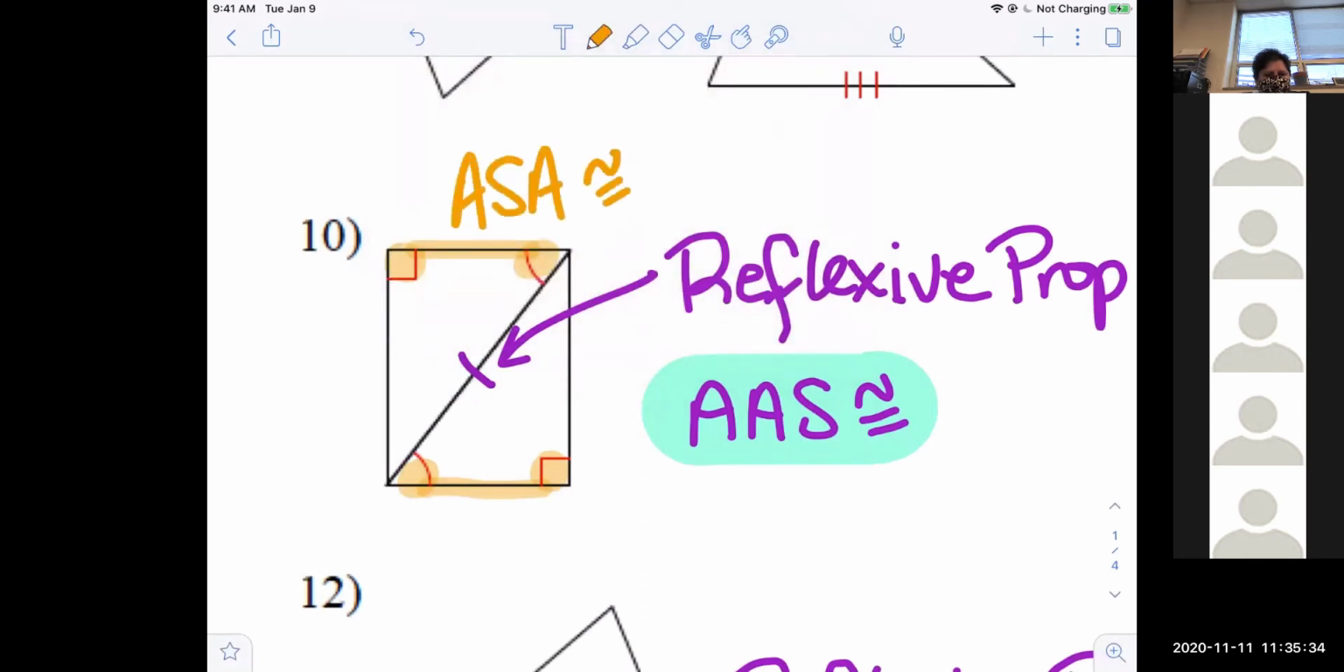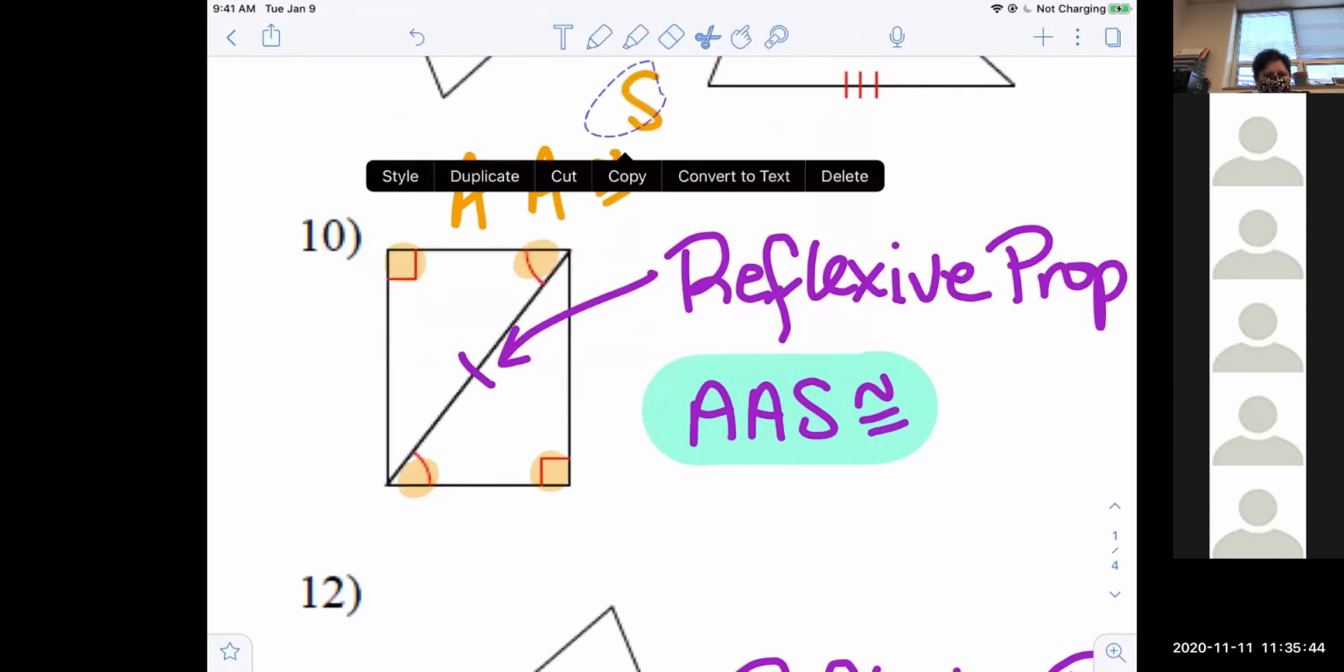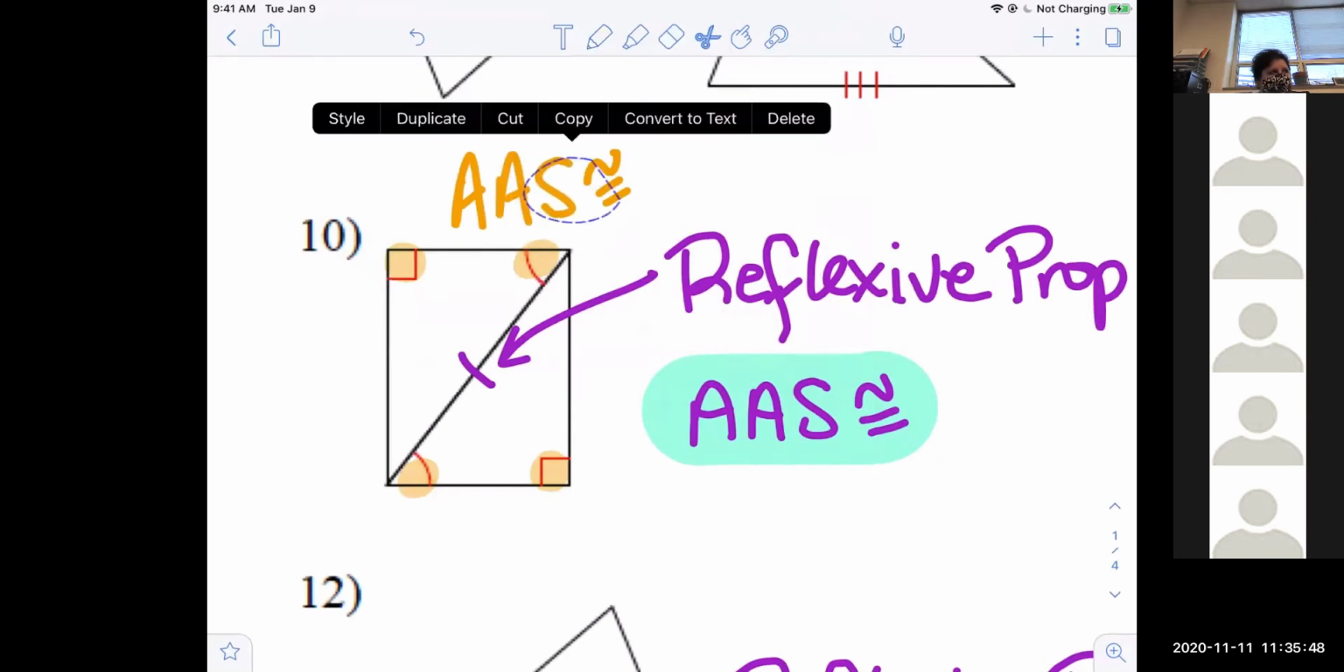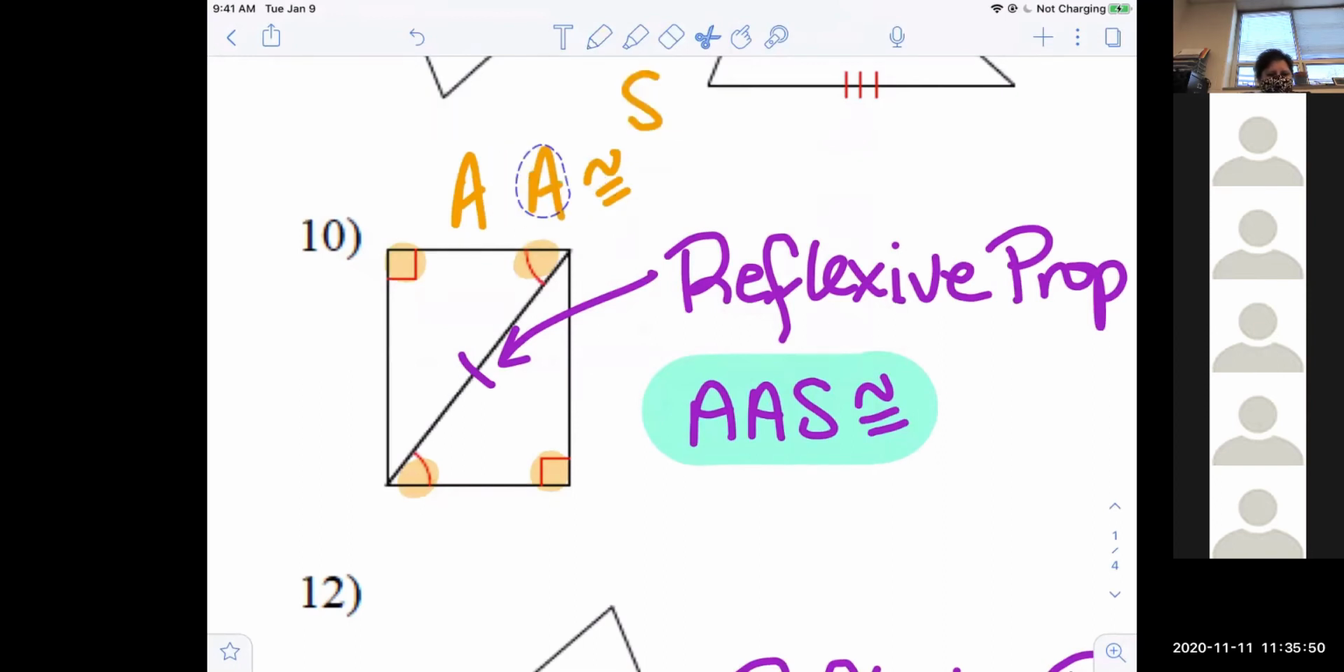But because our side is not between them, our side is outside, it'll be angle, angle, side. If you write side, angle, angle, I'm not going to count it wrong, it's just not standard. This is the standard way of writing it. But if you had those, again, that would be angle, side, angle. Okay, any other questions through number 12?